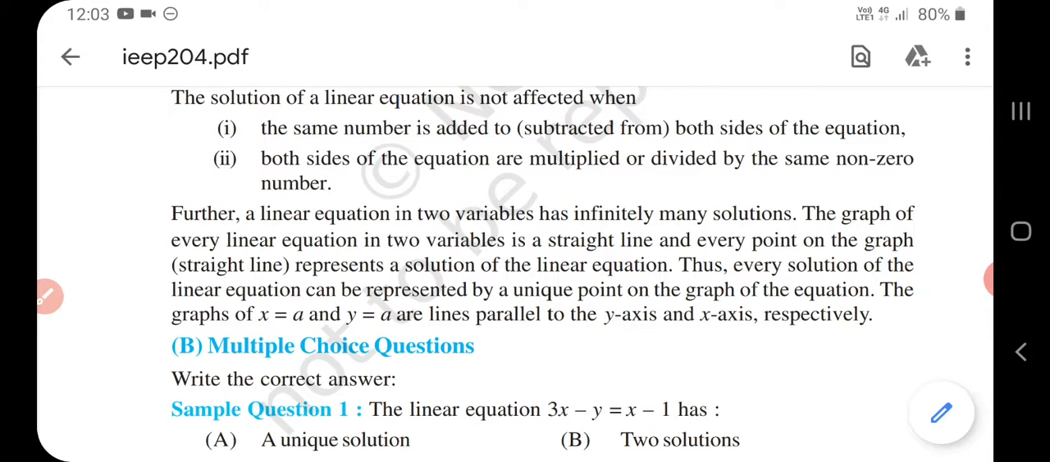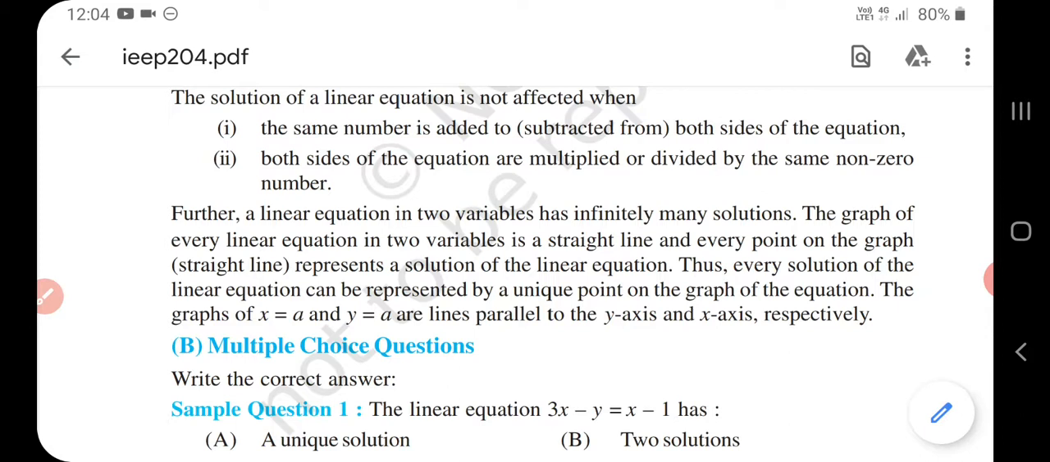Okay, method to check whether a given pair of values is a solution of the given equation or not. Sometimes a pair of values is given and we have to check whether this pair is a solution of the given linear equation in two variables or not. For this we put the given values in the given linear equation. If we get LHS equal to RHS, then this pair of values is a solution of the given linear equation. Otherwise it is not a solution.